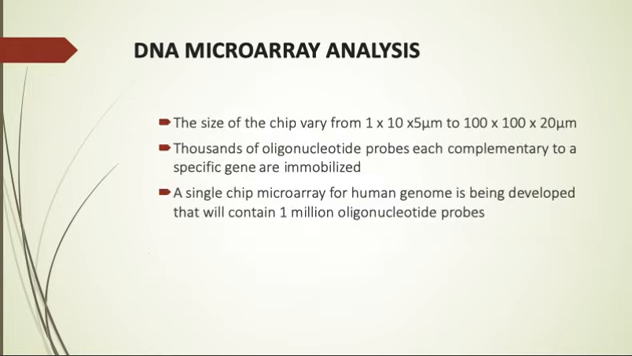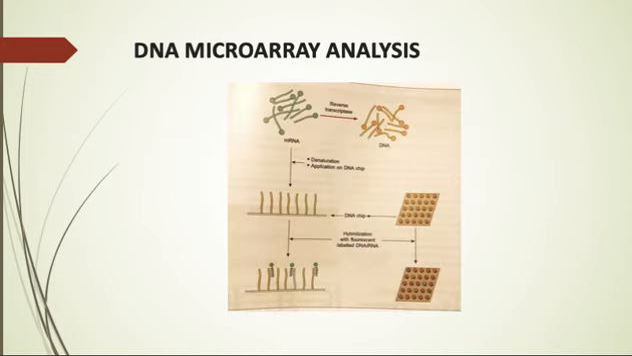So the size of the chip can vary from 1 x 10 x 5 micrometers to 100 to 200 x 20 micrometers. So there are thousands of oligonucleotide probes, each complementary to a specific gene, which are immobilized. A single chip microarray for the human genome is being developed that will contain 1 million oligonucleotide probes. So in the next slide, you can see how this microarray is done.